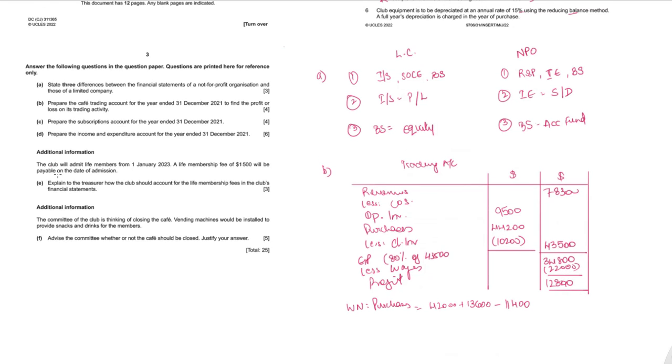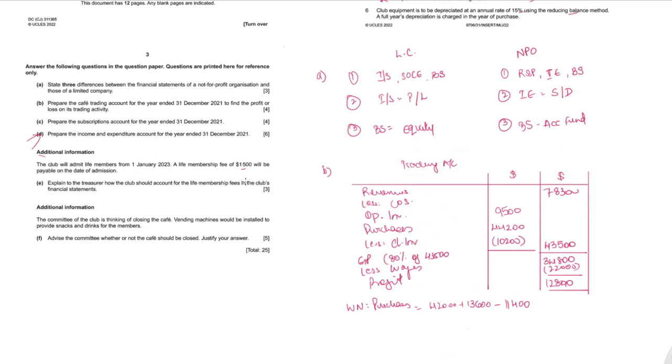Additional information. We are done with part D. We are going to this additional information below. Club will admit life members from 1st Jan 2023. A life membership fee of 1,500 will be payable. Explain to the treasurer how club should account for the life membership fees in the club's financial statements.